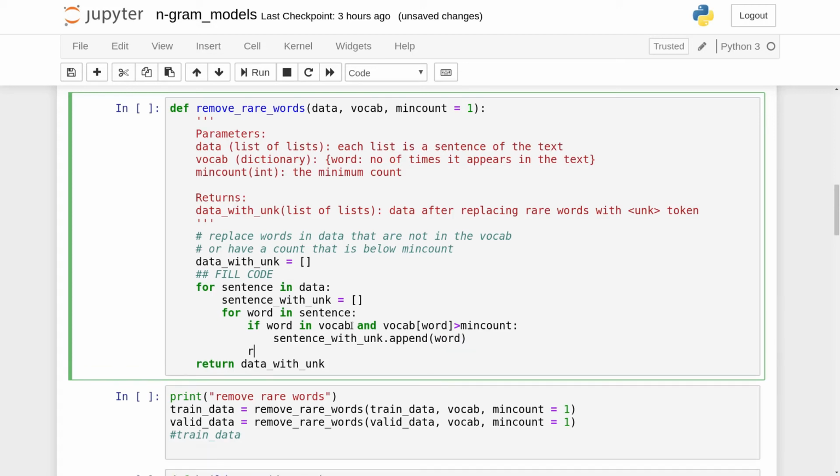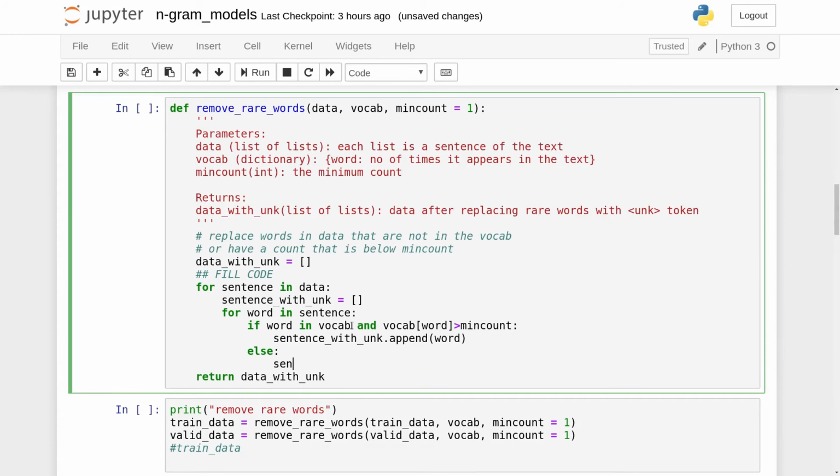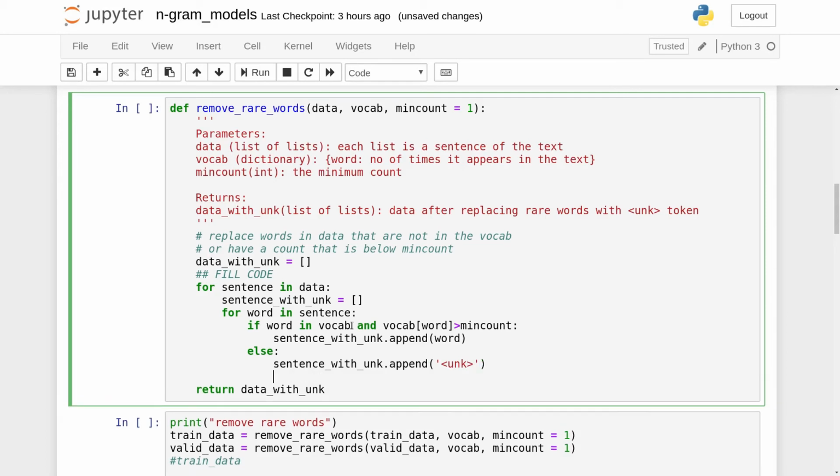Okay, else, sentence with unknown dot append the unknown token. So the unknown token will be like this, and the final step is we're going to append this new sentence to data with unknown.